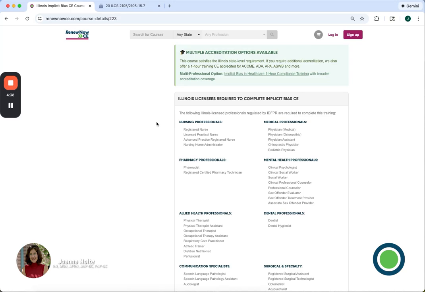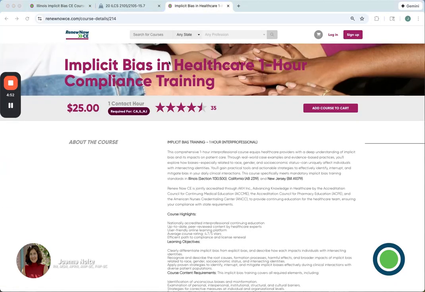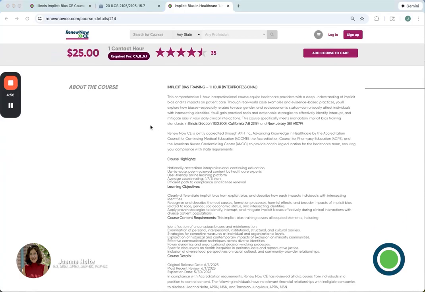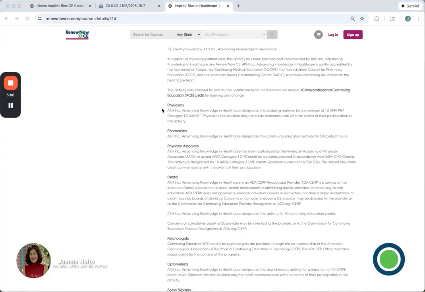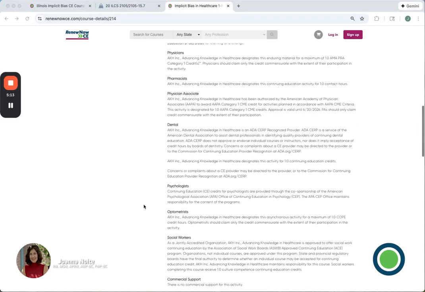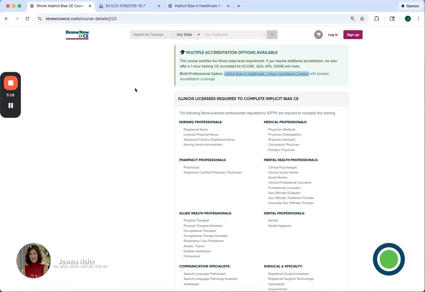If this course just meets the state level requirement, but you additionally want more accreditation, we have a link within this course to our other option, Implicit Bias in Healthcare 1-hour compliance training. Now, this class offers additional accreditation for physicians, ACCME, pharmacists, physician associates, dentists, psychologists, optometrists, and social workers. Both courses are linked in the video description.